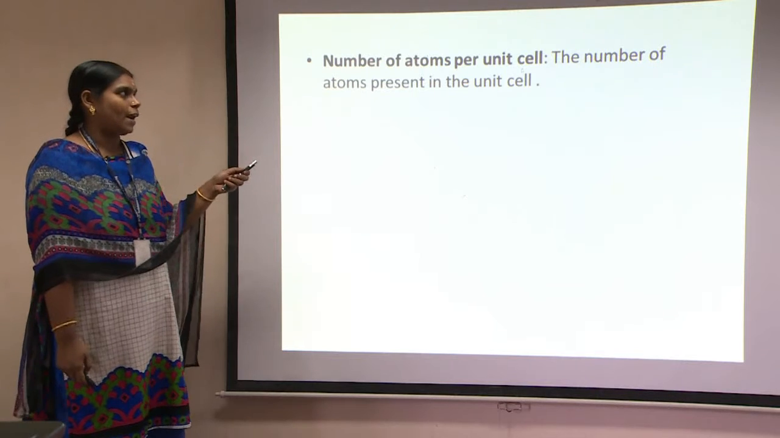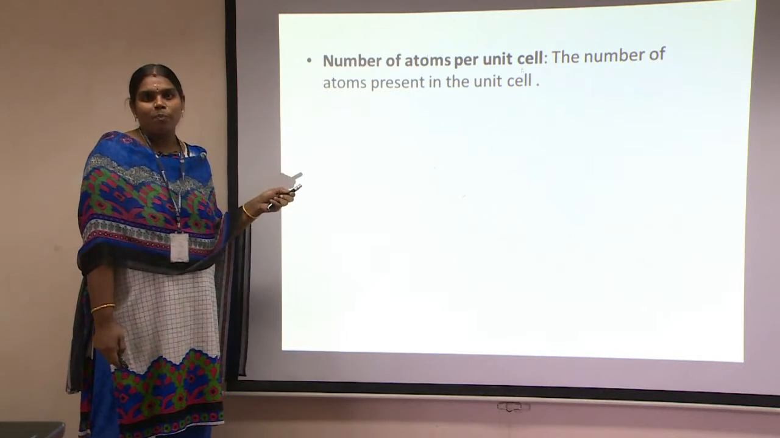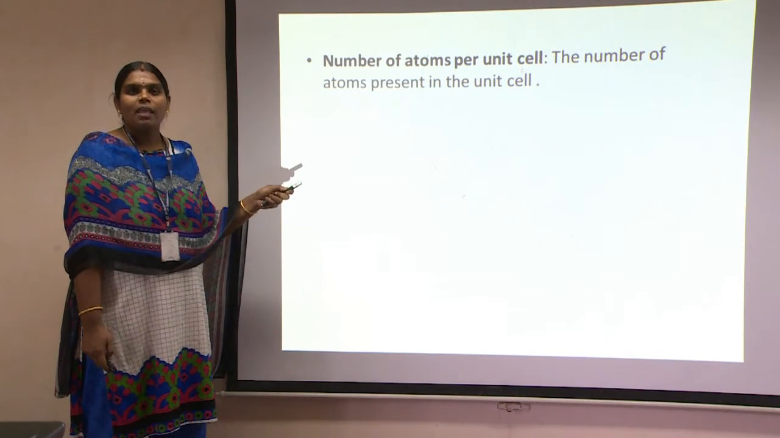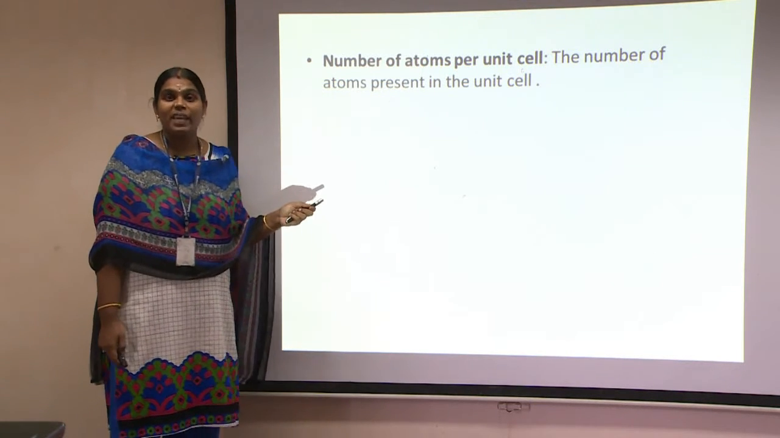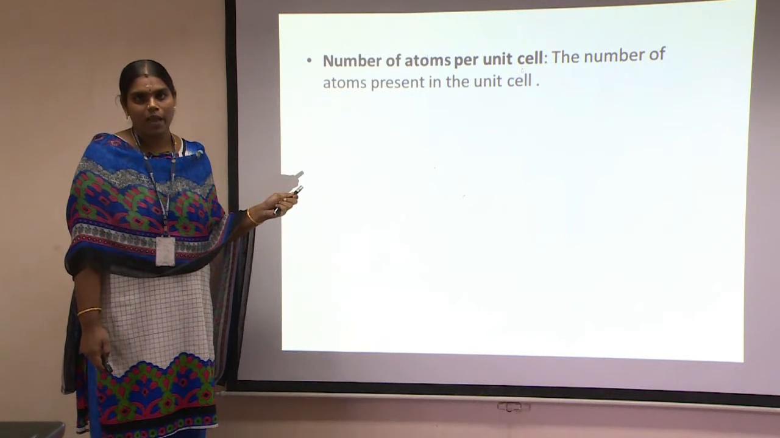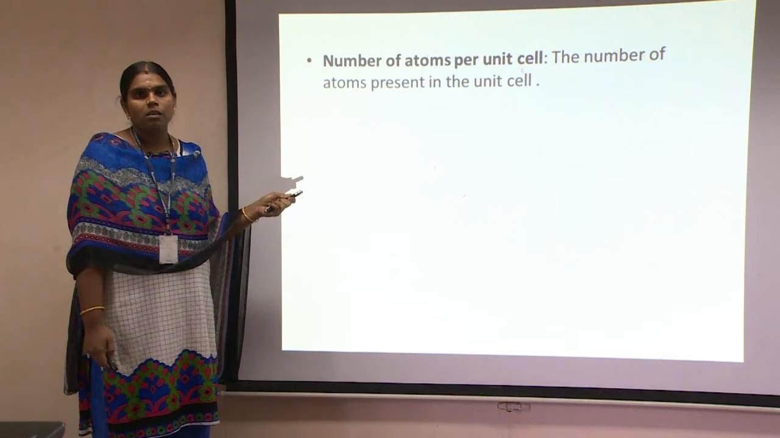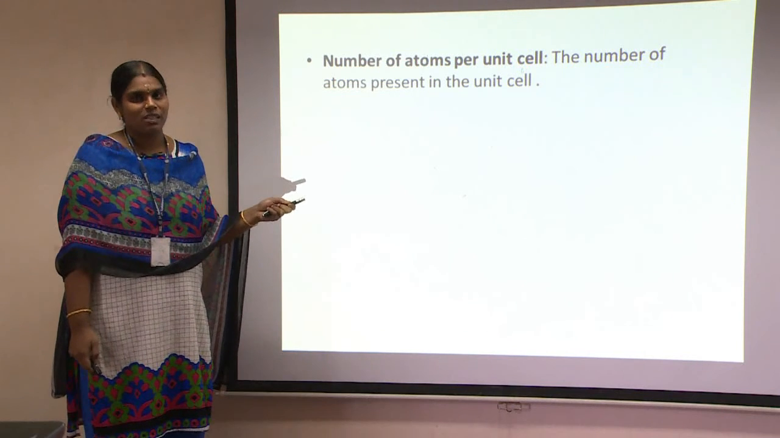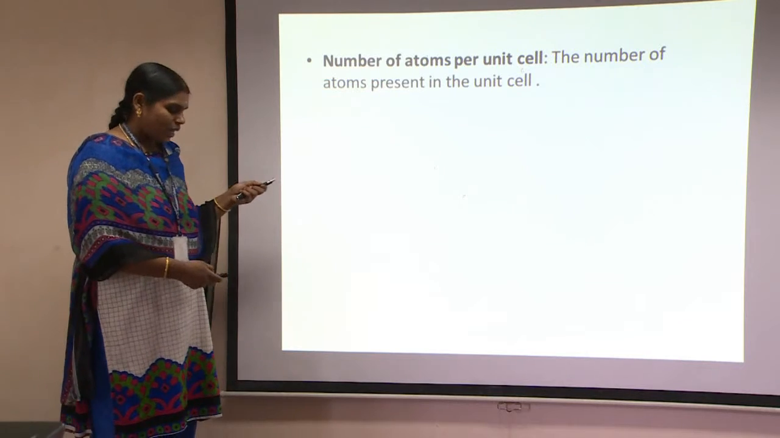The first and foremost characteristic is the number of atoms per unit cell. As the name implies, it is the number of atoms present in a unit cell. We can recapitulate: when a unit cell contains only one atom, it is called a primitive unit cell. If it is more than one atom, it is called a non-primitive unit cell. From that we can ascertain what type of crystal structure it has. So this is the first and foremost characteristic of a crystal.